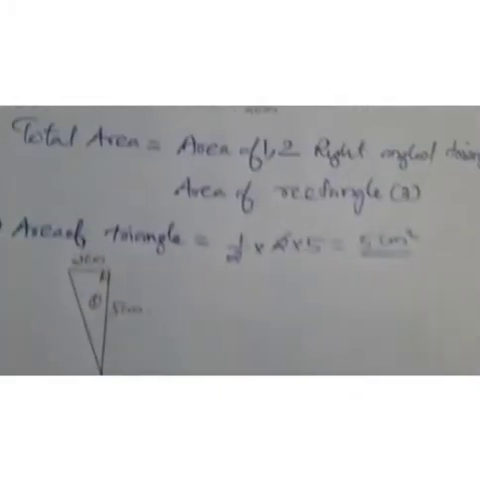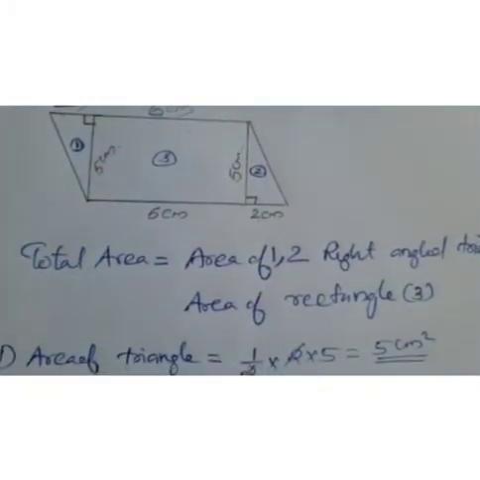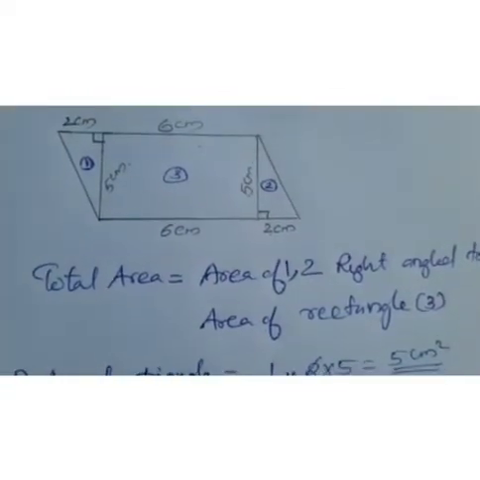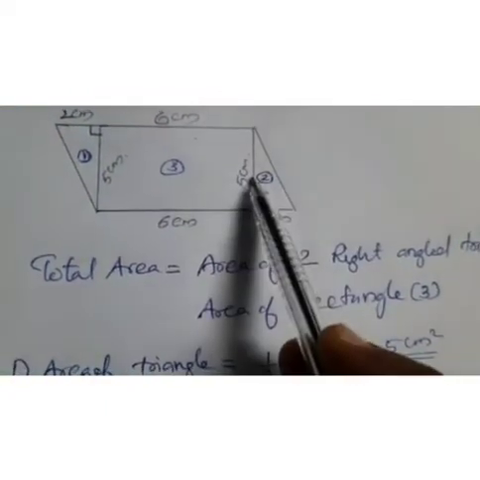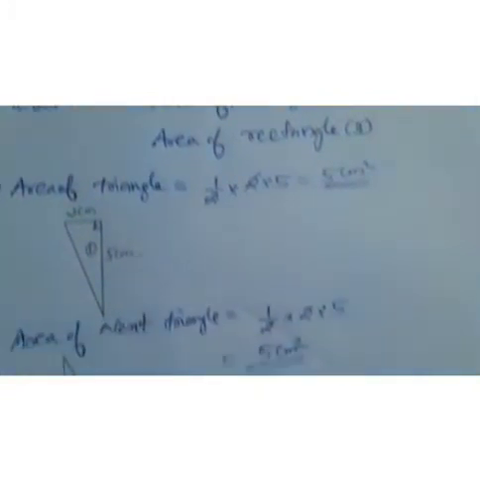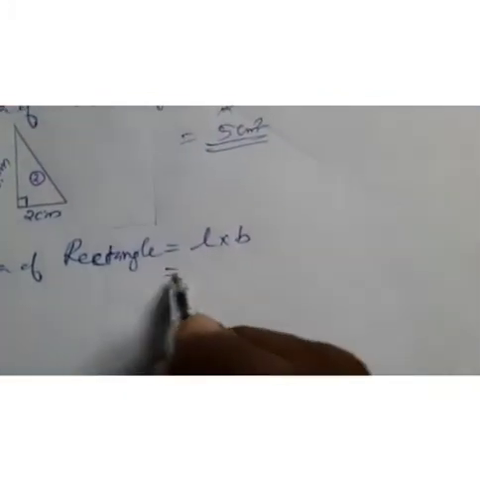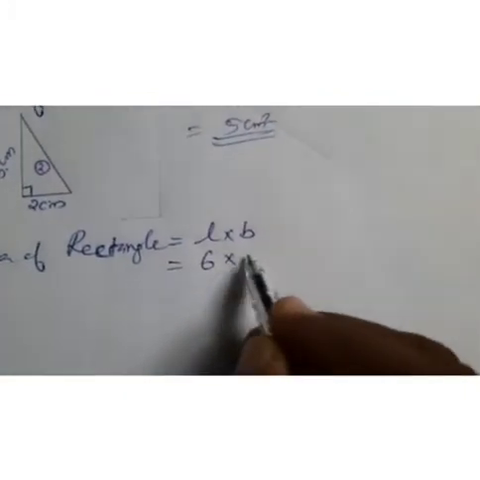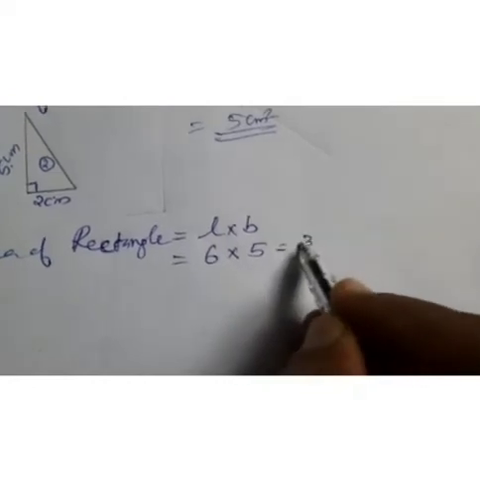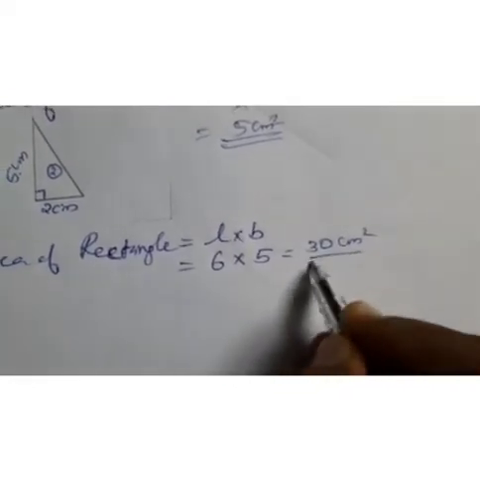Next we have to find out the area of the rectangle. What is the area of the rectangle? Length into breadth. So L into B. So here length is 6 cm and the breadth is 5 cm. We will get 30 cm square.